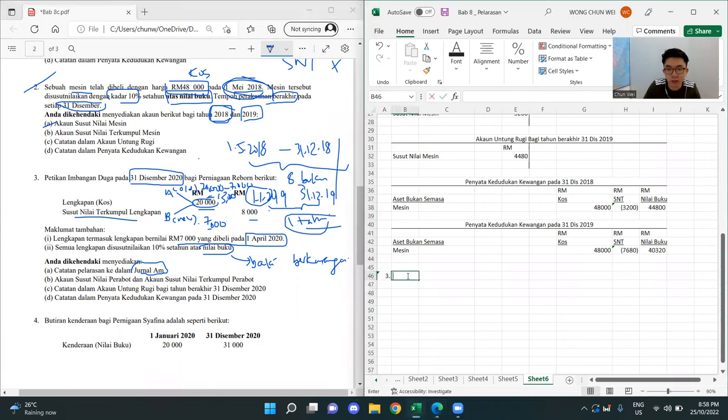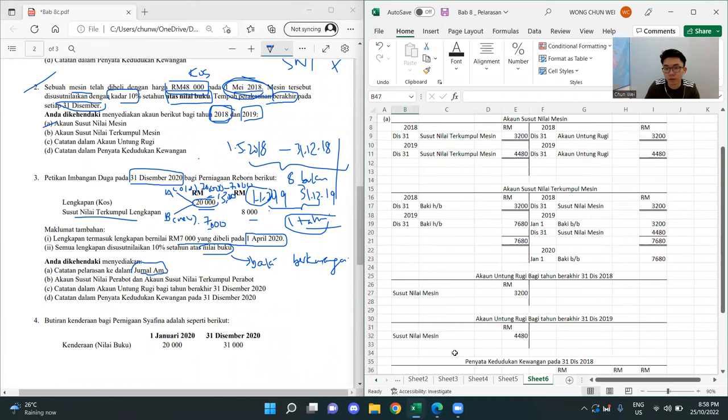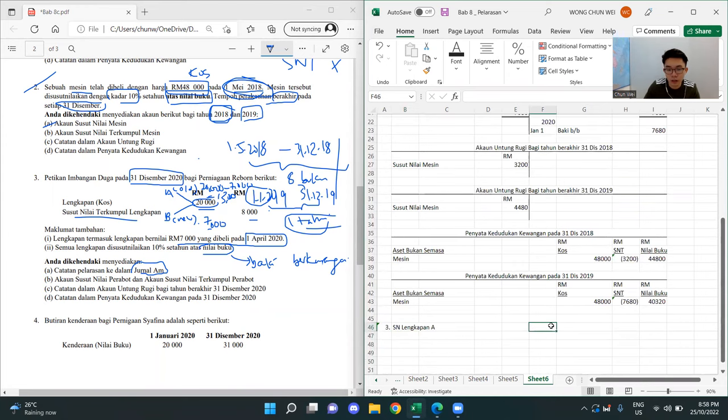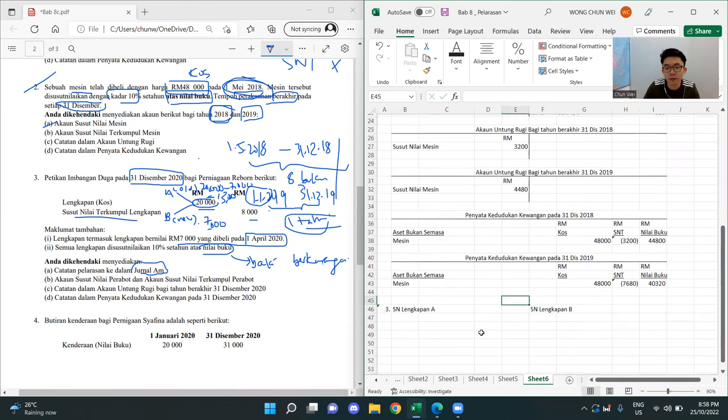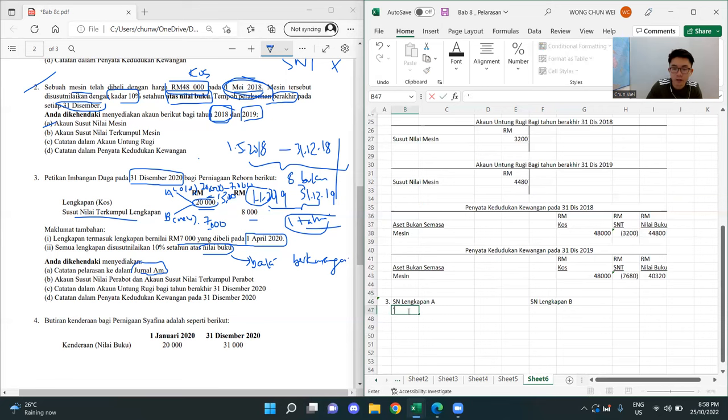Okay, so now let's see how to do this. So here I will put susut nilai lengkapan A. And then there is a susut nilai lengkapan B. Okay, let's clear for A first. So we are using what? Kaedah baki berkurangan. What is the formula for baki berkurangan? You use cost. What is the cost? Now, you don't use 20,000. Huh? We already break down to A and B. Okay, so for A, it's just 13,000 is the cost.